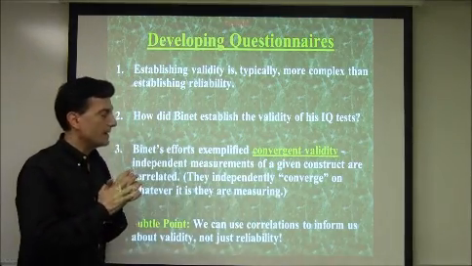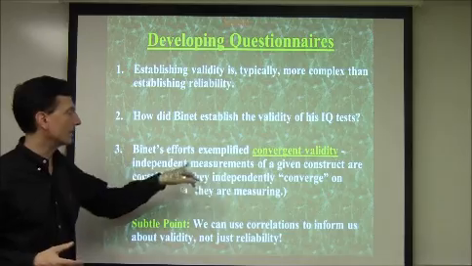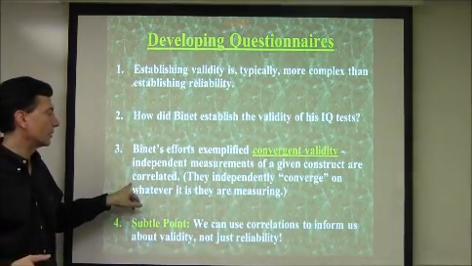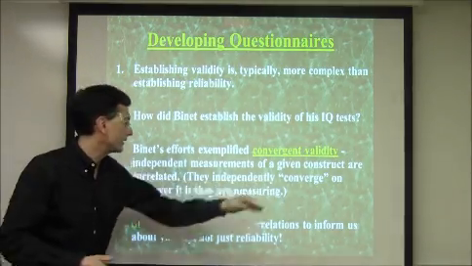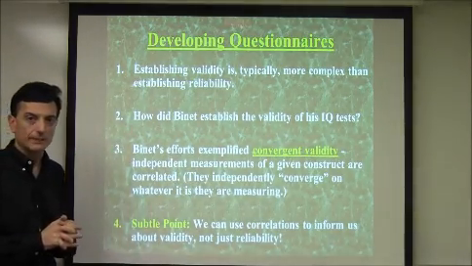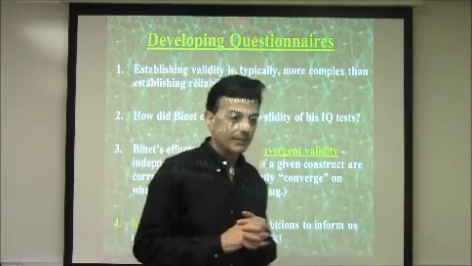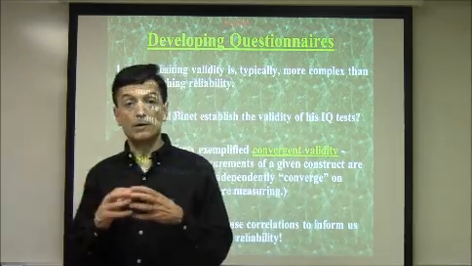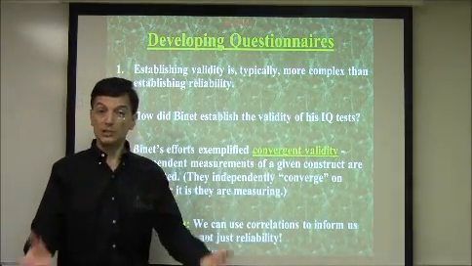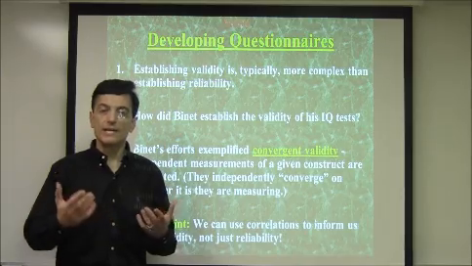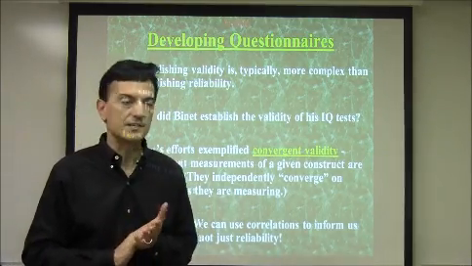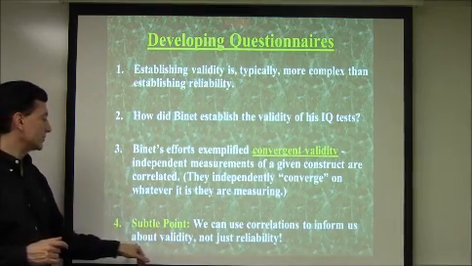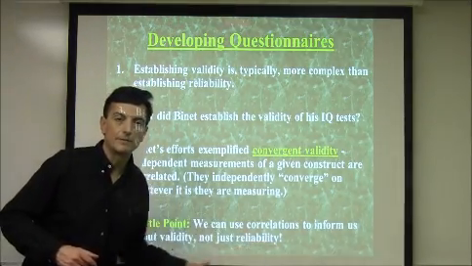Well, he reasoned this way, that he might get something that we contemporarily call convergent validity. Okay? Independent measures of a given construct are correlated. They independently converge on whatever it is they are measuring. So we can talk about measuring something like intelligence, is what an IQ test at least allegedly measures, and that would be our construct. And we can look for different measures of intelligence and see if they converge. And as you'll see in a moment, we'll take advantage of the R statistic to measure that convergence. So here's a subtle point. We can use correlations to inform us about validity, not just about reliability.